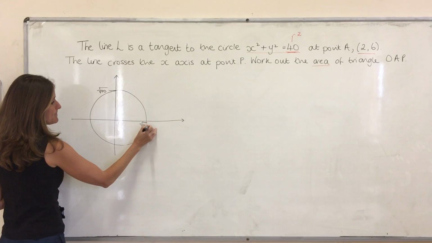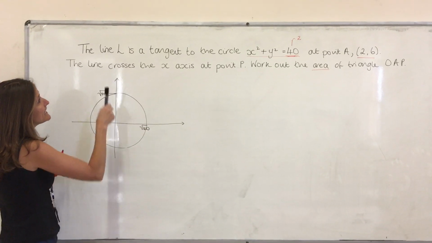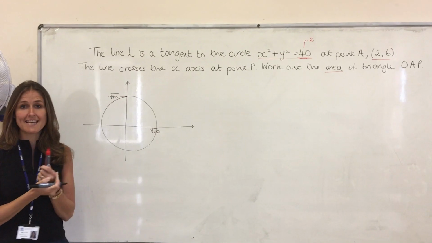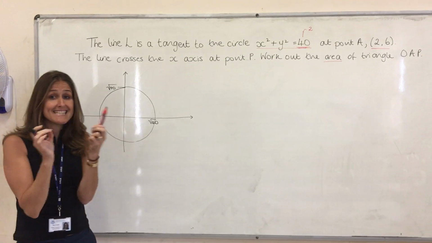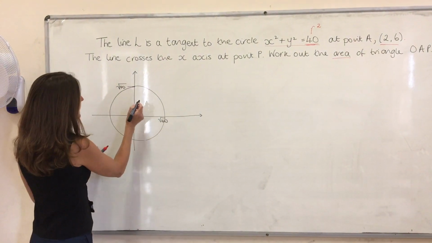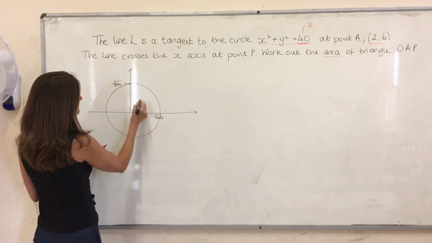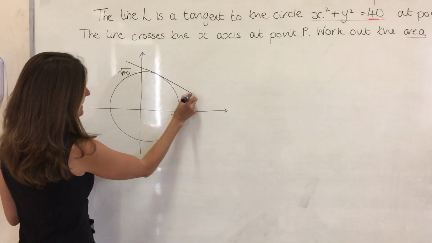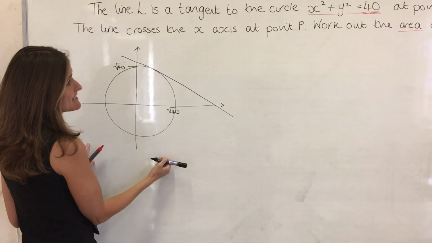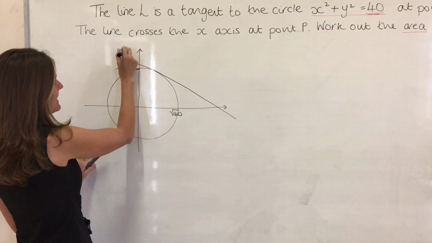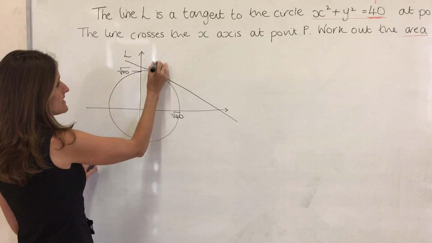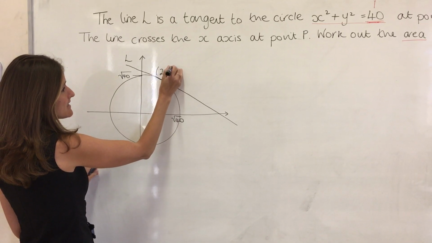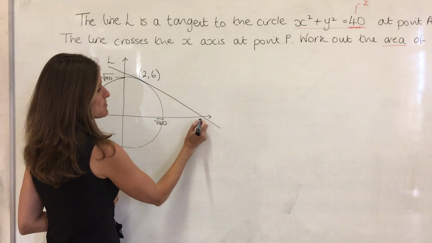Now I'm going to put my line L, which is my tangent. Remember, it just kisses the edge of the circle, and it kisses it at (2, 6), so it's going to be about here. It's going to go down, touch the edge of my circle, and go off, and it's going to cross the x-axis there. That's line L. It touches the circle at (2, 6), and it crosses the x-axis at point P.